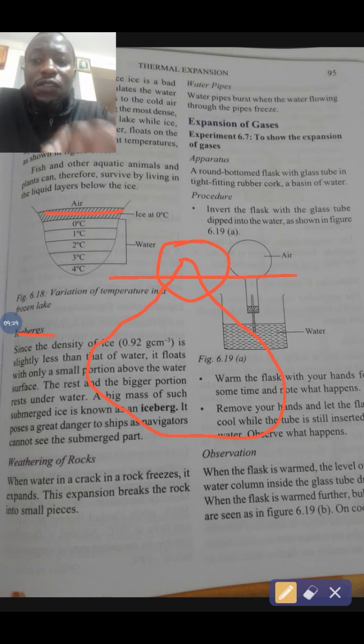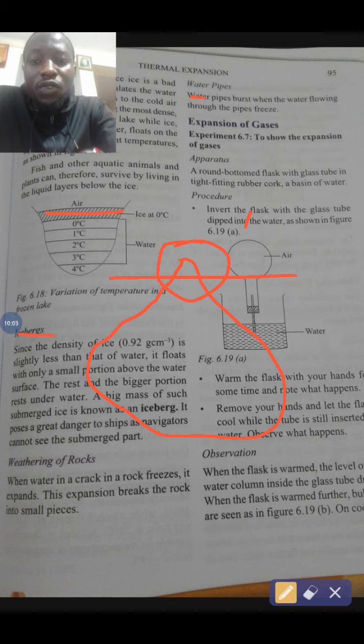But when it reaches 4 degrees, towards 0, the water is already in the crack within the rocks, and then it starts expanding as it freezes between 4 degrees C and 0 degrees C. When it starts expanding, it will exert some pressure on the rock. Therefore, the rock will end up breaking. This is what we call weathering of rocks. And weathering of rocks is the process that leads to the formation of soil.